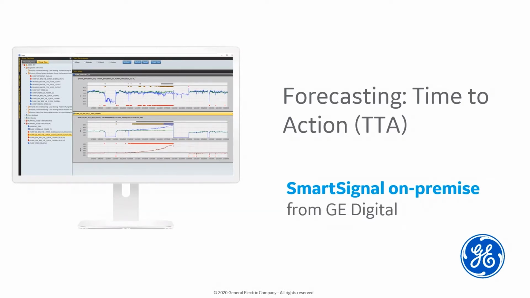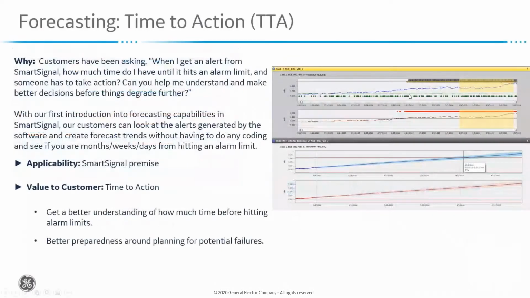So today, what we're going to talk about is forecasting and time to action. And this is on our SmartSignal premise product. What our customers have been asking us is, when I get an alert from SmartSignal, how much time do I have until it actually hits an alarm limit and someone has to take some kind of action? Can you give me a better understanding and help me make better decisions before things degrade further? All right, so this is our first introduction into forecasting capabilities in SmartSignal.